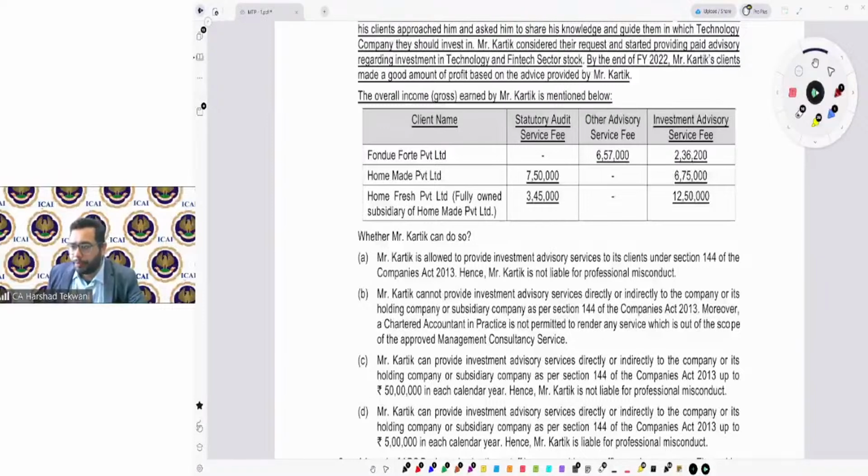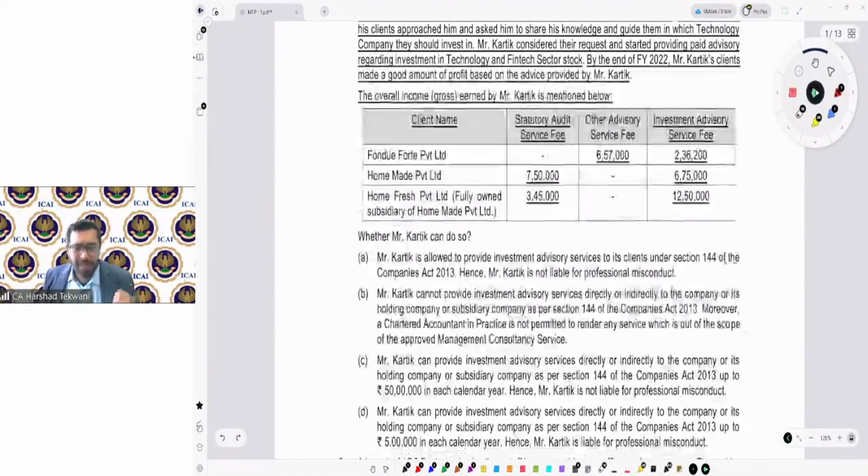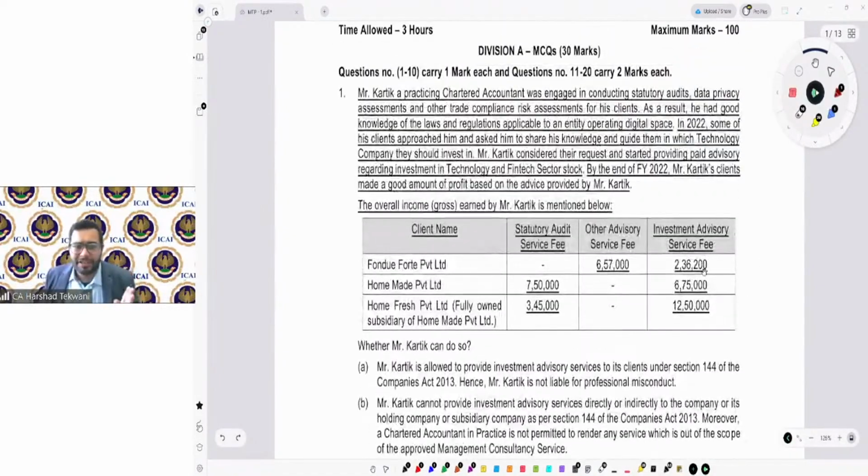Okay. So basically, section 144 of the Companies Act. If we talk about section 144 purely of the Companies Act, it provides a restriction on the auditor not to render certain services, which includes investment advisory service too. Here, Mr. Karthik is providing investment advisory service to his audit clients. Those are companies, and hence that is not permitted by section 144.